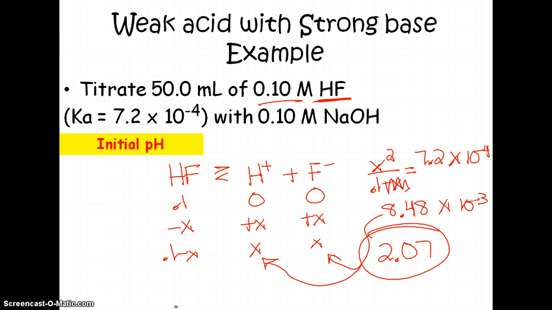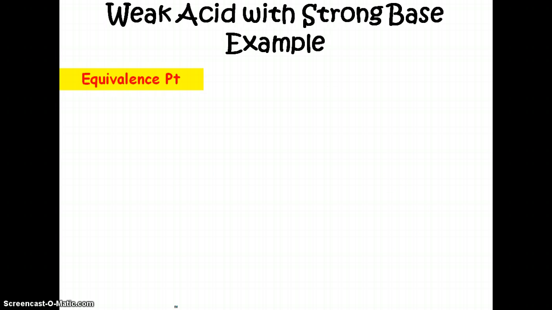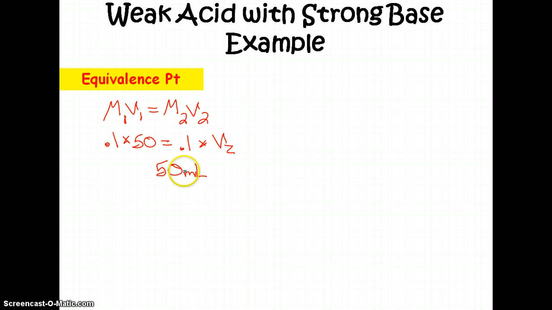All right, next you want to look at the equivalence point. First let's find the equivalence volume. Equivalence volume is calculated the same way you would have calculated it for a strong acid and strong base. It's just M1V1 equals M2V2. We had 0.1 molar solution, and we use 50 mL of it, and we need to know how much of a 0.1 molar NaOH solution we'll need to neutralize it. So that's going to be 50 mL. Okay, so that's an important value when we go to graph here in a second.